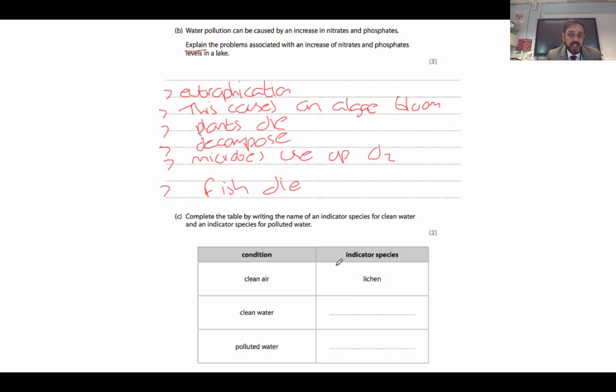Well, what do we know? The nice clean ones are things like stonefly larvae, or larva, whatever you want to call it. And then the nasty polluted ones are things like bloodworms. So horrible water, horrible names; clean water, nice names, stonefly larva.